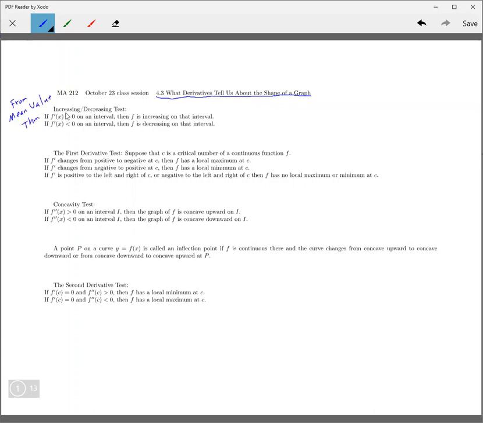Okay, if the derivative is positive on an interval, then the function is increasing on that interval. If it's negative on an interval, then the function is decreasing on that interval.